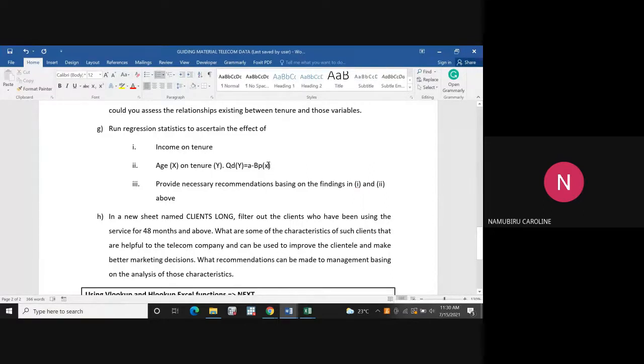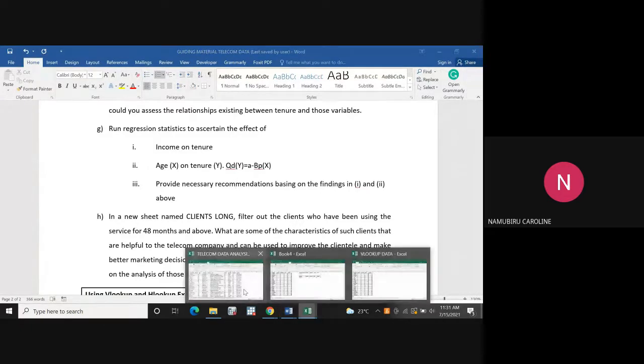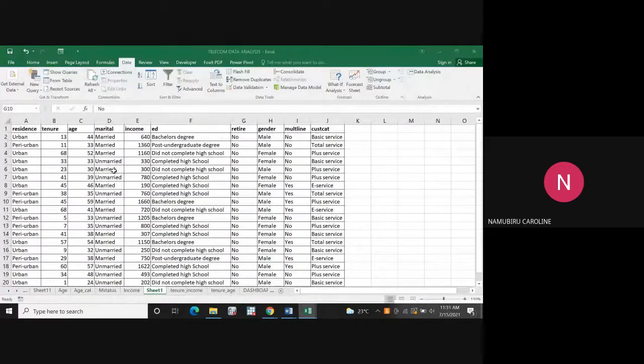So this is what we are going to do. I hope you have the data with you. We are going to go into our data. It is age on tenure. Pick that too.